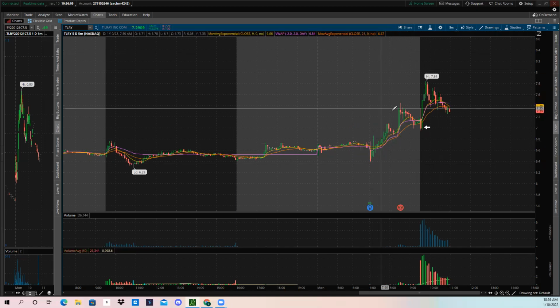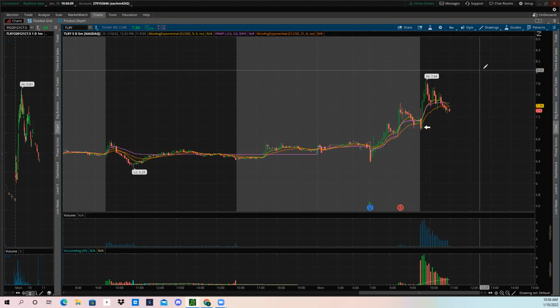And this one was definitely on our watch list. We saw it running pre-market. We wanted to see what it would do. And so we basically had this one on our watch list.